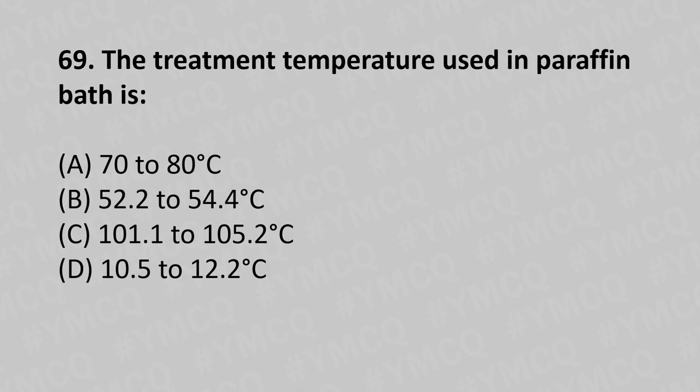Moving to our 69th question, the treatment temperature used in paraffin wax bath is Option A, 70 to 80 degrees. Option B, 52.2 to 54.4 degrees Celsius. Option C, 101.1 to 105.2 degrees Celsius. Option D, 10.5 to 12.2 degrees Celsius. And the answer is Option B, 52.2 to 54.4 degrees Celsius.